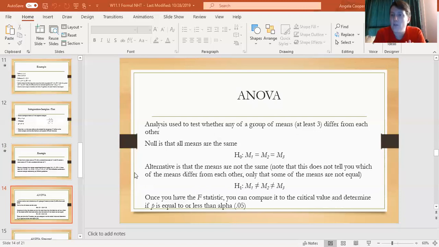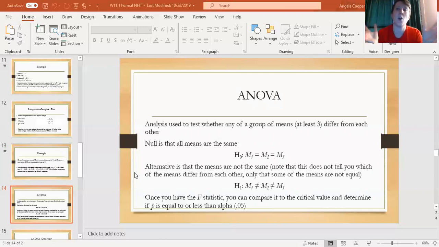Note that for an ANOVA, the alternative hypothesis doesn't really say which group is highest or which group is lowest. It's just saying that none of them are really equal. So if you were to find statistical significance for ANOVA, you don't really know for sure which group is higher or which group is lower. It just essentially says it's different.